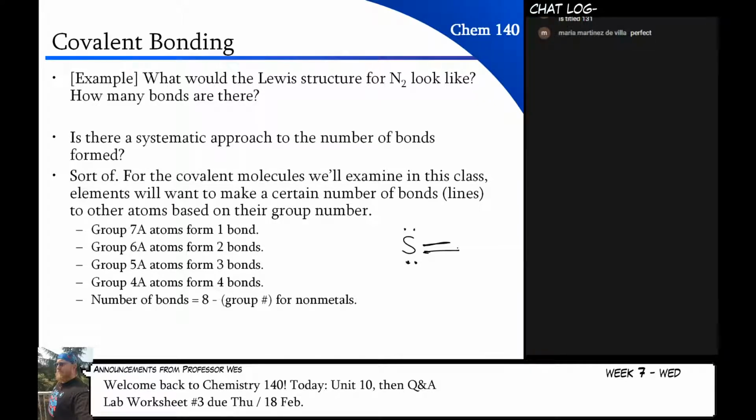If I go further to the left than that, I end up with most of the stuff being metals. And metals don't form covalent bonds. They form ionic bonds instead. The exception would be boron. If boron only has 3 electrons, it'll make 3 bonds. Boron, though, is kind of weird. We'll talk more about boron in 161.